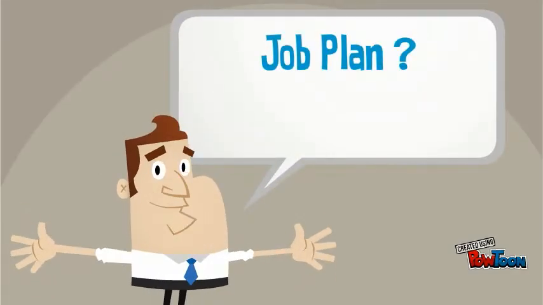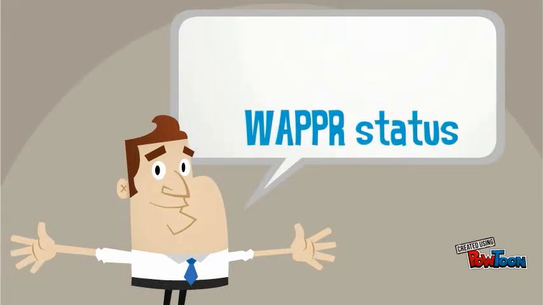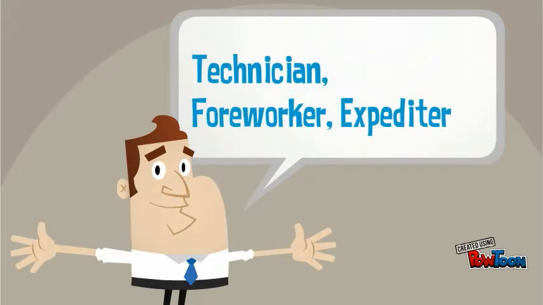Does the unit you're working on need to be assigned a job plan? If so, the work order must be in WAPPR status. It's only then that a job plan can be added into a work order. This can be done by you, the technician, your foreworker, or expediter. The specifics on how to add a job plan in MAXIMO will be covered in a separate section.